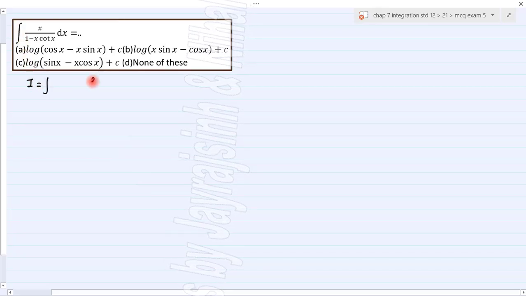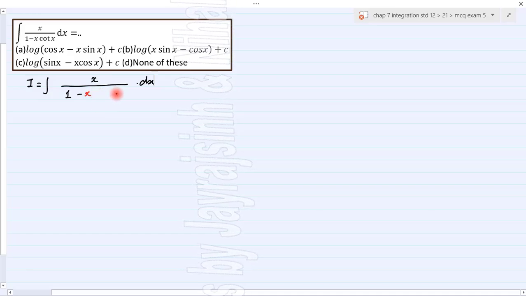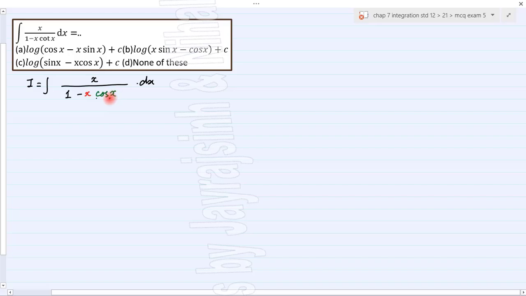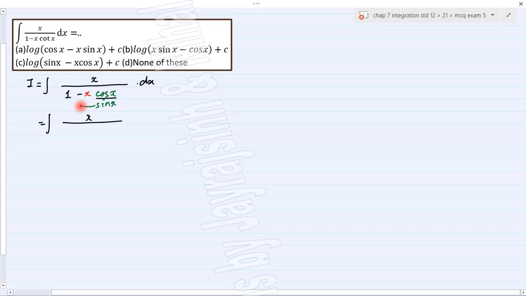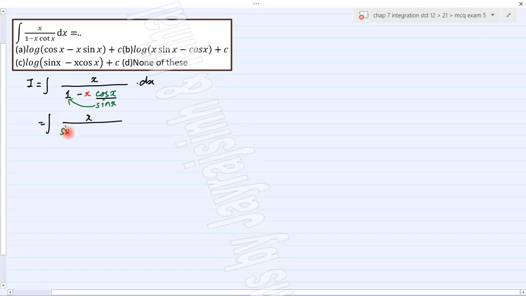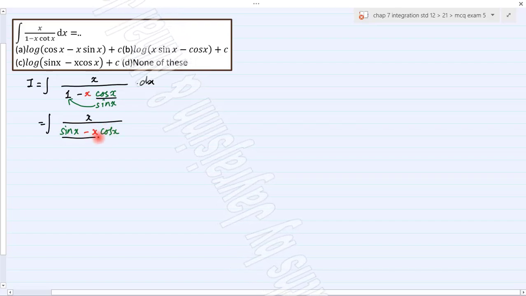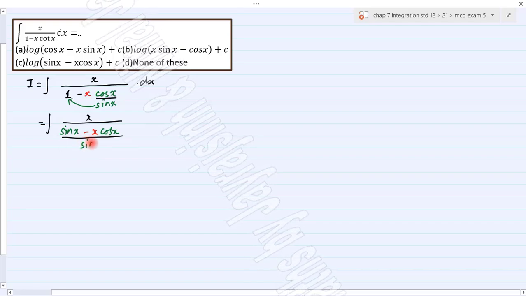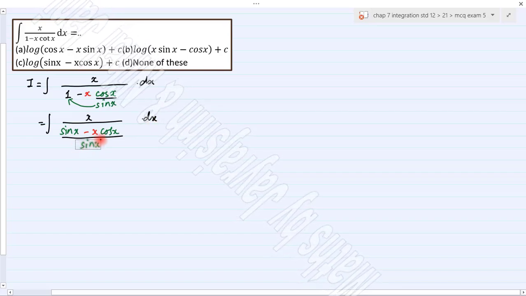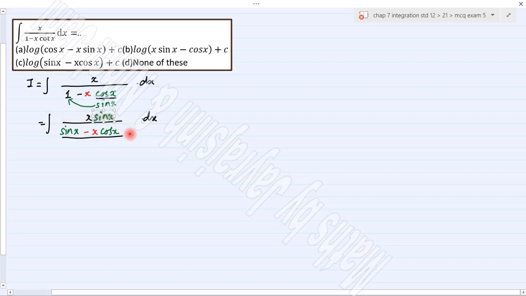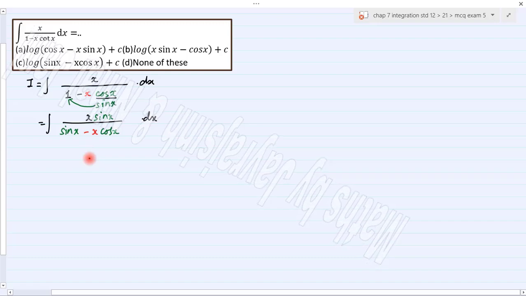In this question, we have to integrate x upon 1 minus x cot x. For simplification, let's replace our cot x by cos x upon sin x. So if we take a LCM, here sin x will multiply with 1 and we will get (sin x minus x cos x) upon sin x. But here sin x is denominator of the denominator, so it will move in numerator. So finally we will get x sin x upon (sin x minus x cos x).